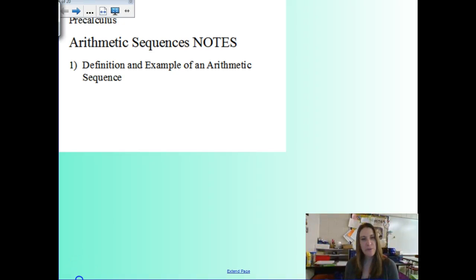This first lesson is going to be an introduction to sequences, and we're going to talk just about arithmetic sequences, both explicit and what is called recursive sequences. So first let's talk about some vocab.